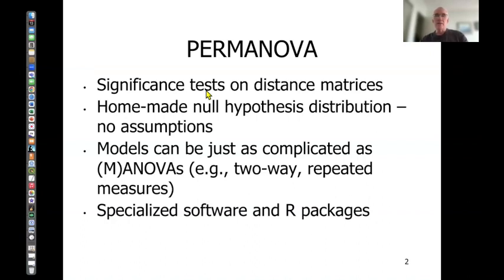And again, you're doing the same thing with Permanova, only you're talking about distance between individuals within the group relative to distance between individuals in different groups. So it's still the same among versus within, but it's with distances rather than the actual values of the variables.